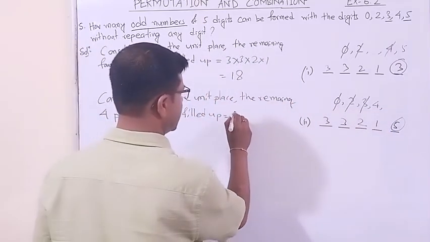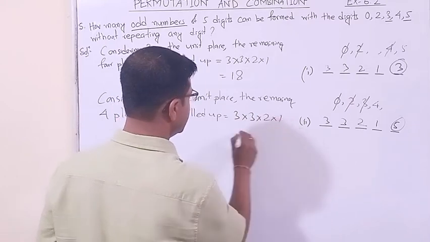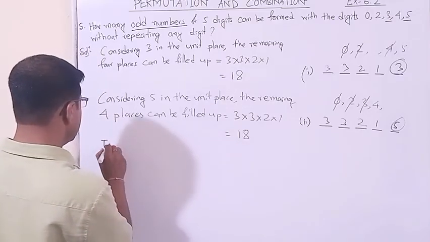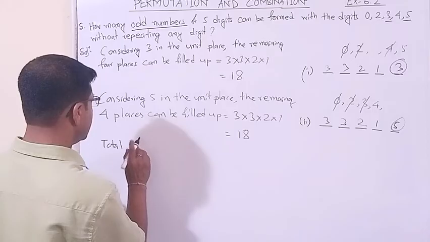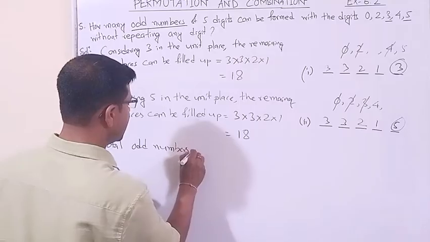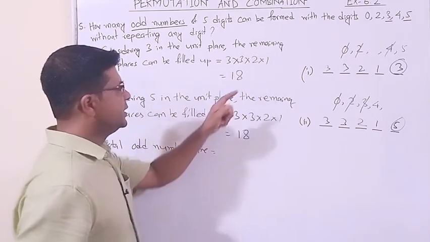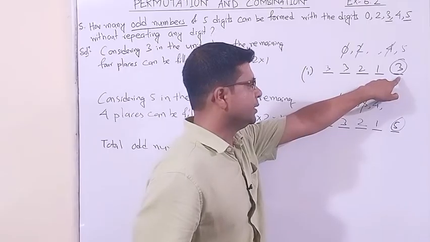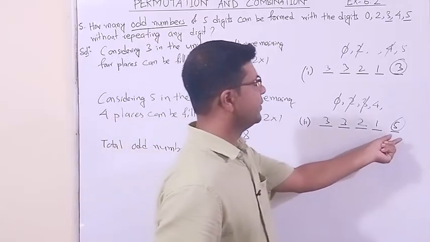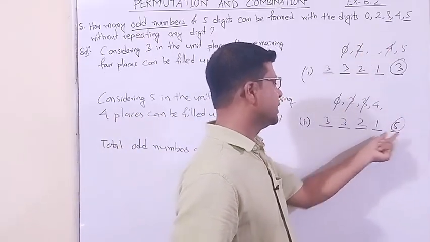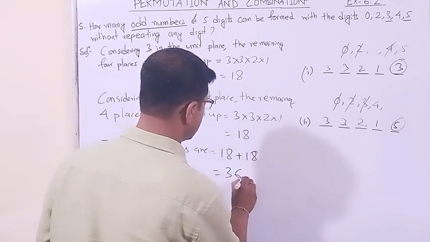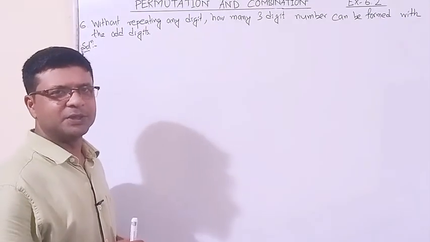So the number of ways are 3 into 3 into 2 into 1. Their product is 18. So the question is, how many odd numbers? So total odd numbers are, let us write, odd numbers are how many? This is the case where the unit digit is 3. So such 18 numbers we can get. And if we put 5 from the given condition, 5 in the unit place, such odd numbers are also 18. So total there are how many odd numbers? 36 odd numbers.